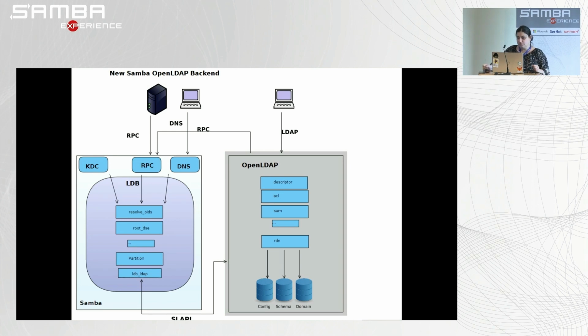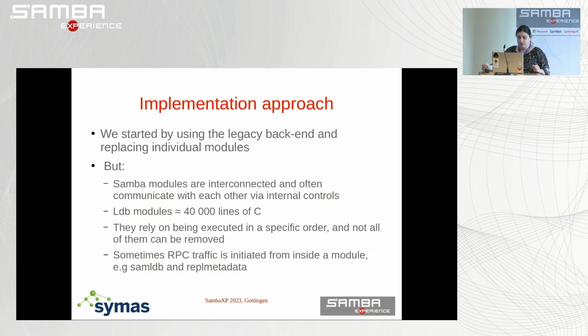So we were hoping to do something like this: have all the modules, or at least the modules we needed, recreated as overlays in OpenLDAP, have Samba maintain some of the modules that were needed in Samba but not in OpenLDAP, and have Samba handle all protocols except LDAP. So we started doing this, but we found out that Samba modules were just too interconnected. It was very difficult to pick one and try to implement just that module.